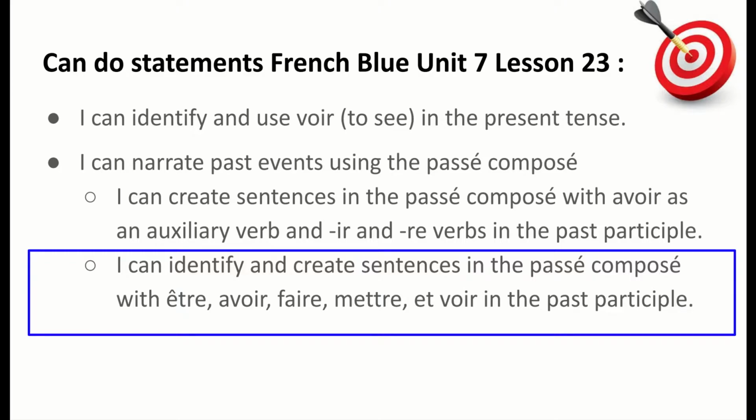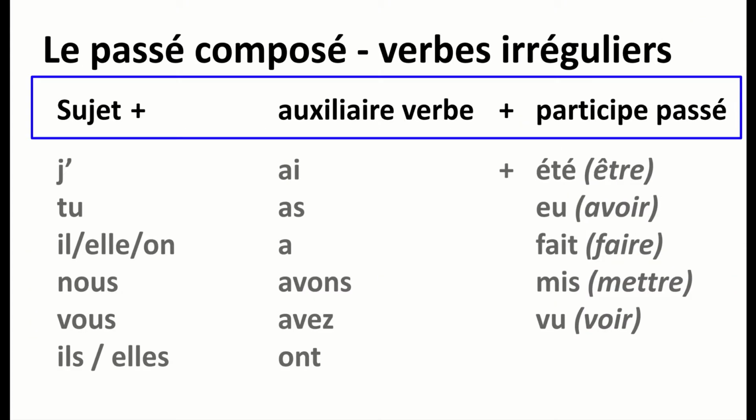Okay, so we'll focus on these 5: être, avoir, faire, mettre, et voir, and then you'll see what I mean here. Okay, so here's un petit tableau, juste comme j'ai fait pour les autres verbes.